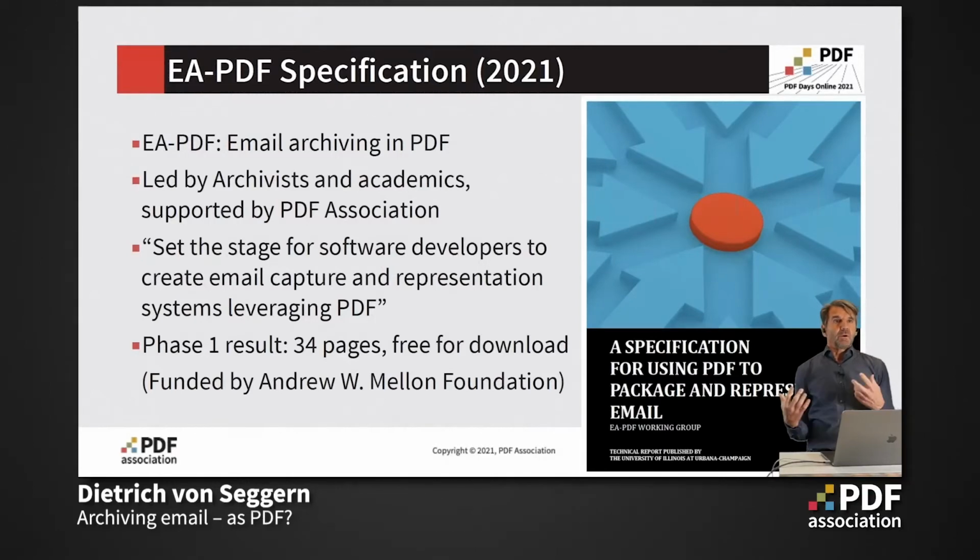Most of the content here is based on a recent paper that was published about EA-PDF, email archiving in PDF. The contents of this document had been developed by archivists and academics with support of the PDF Association. And I think when looking at email, there are still open questions when it comes to archiving email. And this paper gives many, many good answers to these questions. That was why I thought, okay, let's use that paper and talk about this in a session at the PDF days. It's free, so you can download it right now. And the work for it has been funded by the Mellon Foundation.